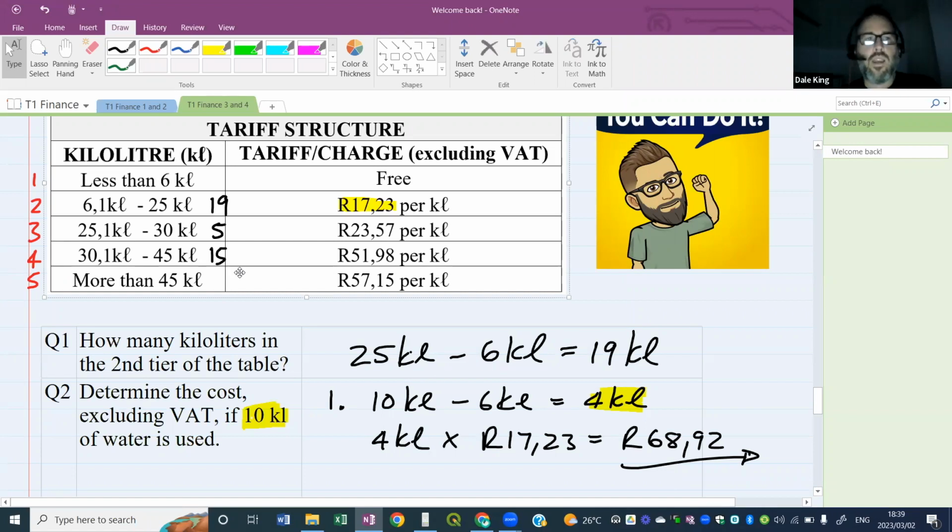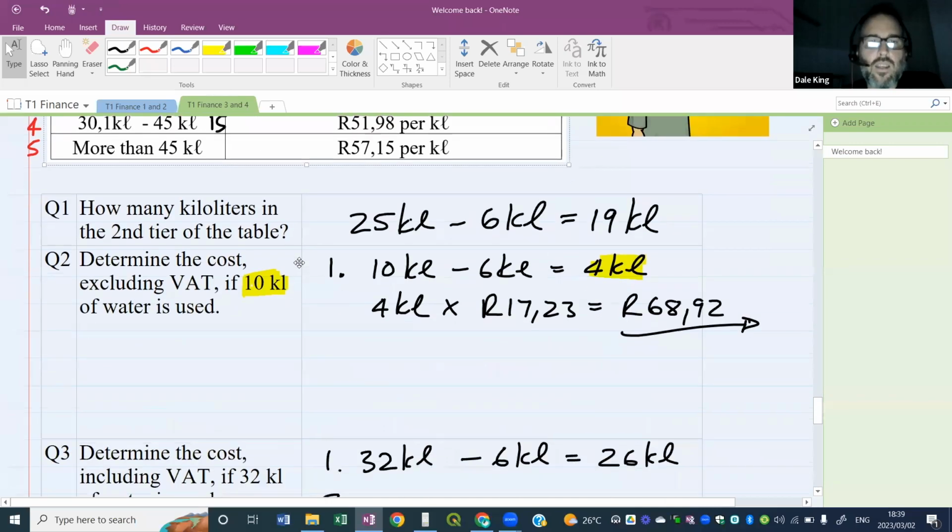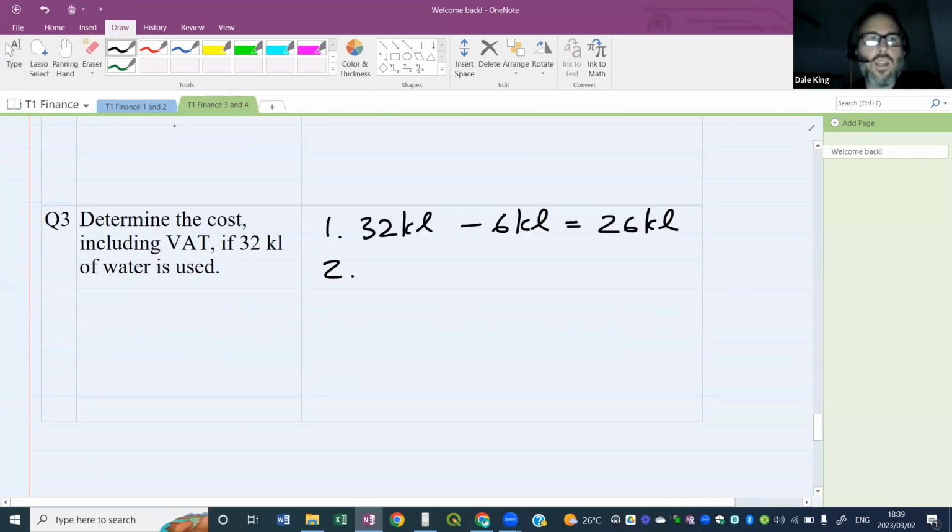Let's see. Okay. So I'm definitely through the second tier, and there's 19 kiloliters in the second tier. So I'm going to take 19 off because I've definitely gone all the way through there. This is way more than second tier. So I'm going to say 26 kiloliters minus 19. And this gives me 7 kiloliters left.